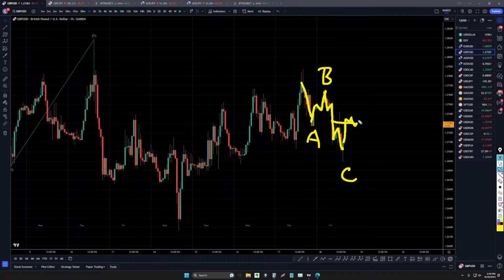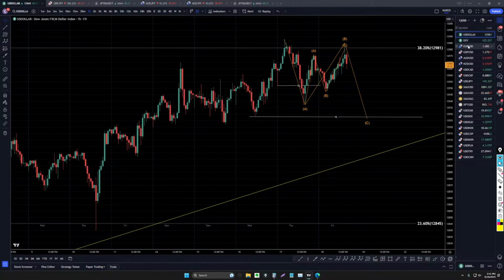I'm starting to think the pound may end up being a pretty good little long opportunity, at least back up to these highs, and even more likely go up and take out that high. So I think the pound's going to be a pretty nice little opportunity today, if it isn't already, especially with the fact that the dollar index looks like it's going to go down for a wave C.